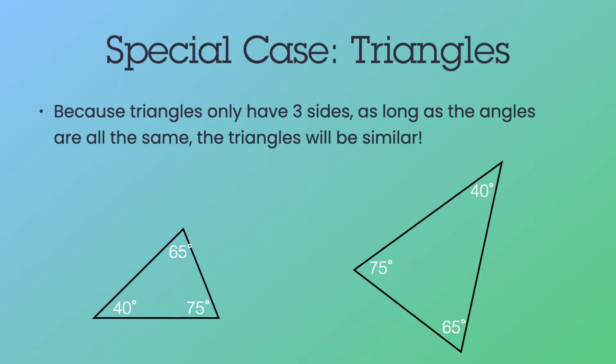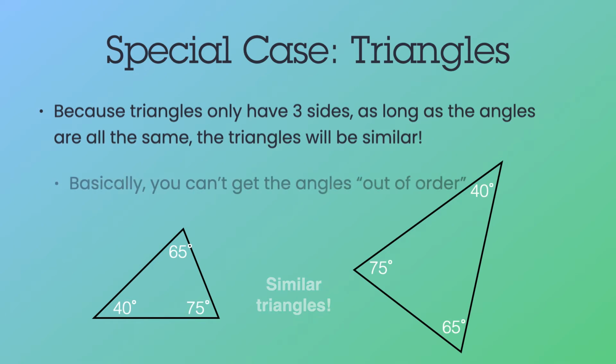Triangles are a special case because they only have 3 sides. As long as the angles are all the same, the triangles will be similar. Basically, you can't get the angles out of order in a triangle like you could in other shapes.